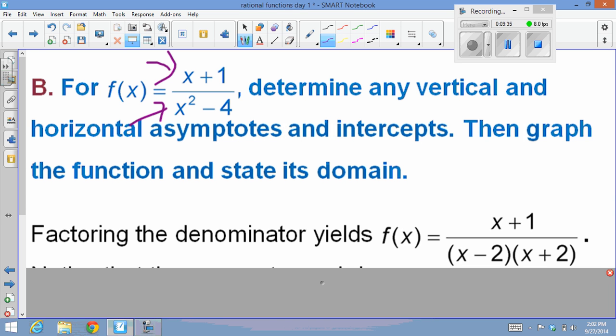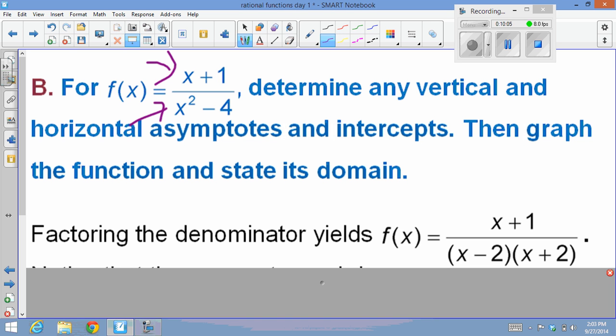And then I would need to figure out my intercepts. My x-intercept I'm going to find by solving the numerator for 0. So if I solve the numerator for 0, I would have -1. So that means I would have the point at -1, 0. And if I were to find out my y-intercept, it would be at -1/4. So that would be at 0, -1/4.